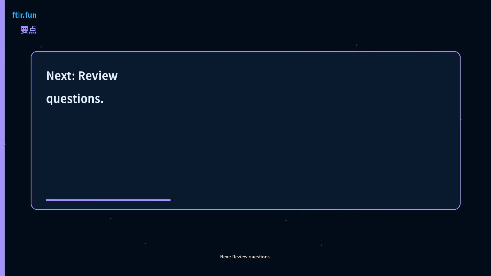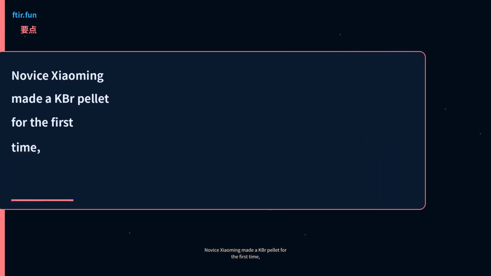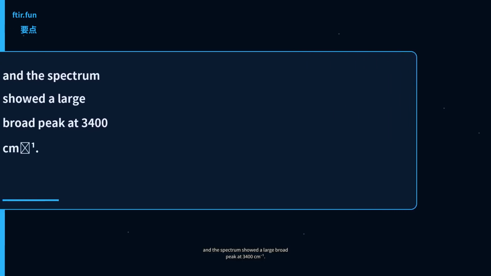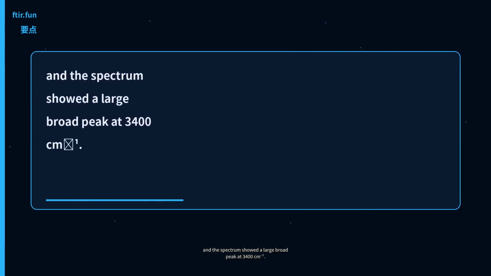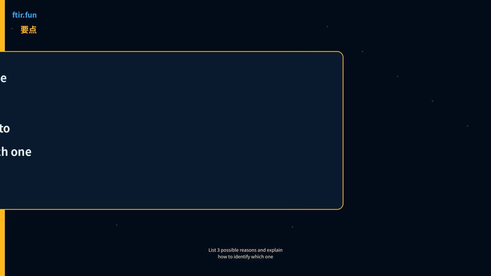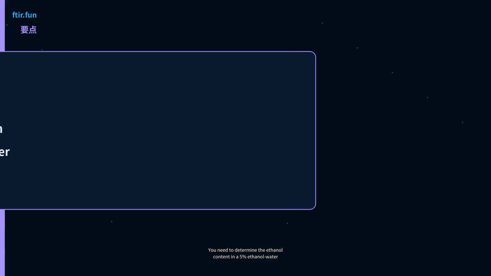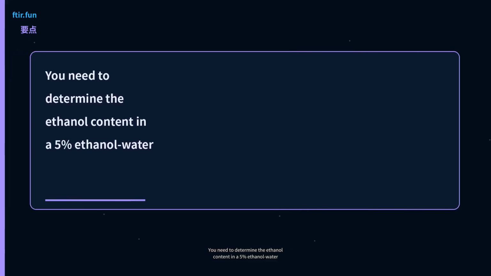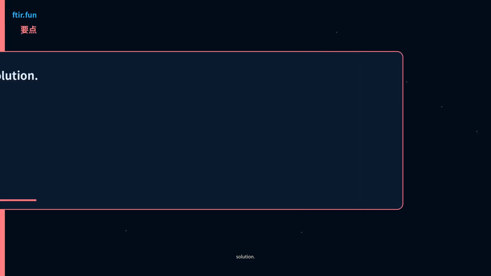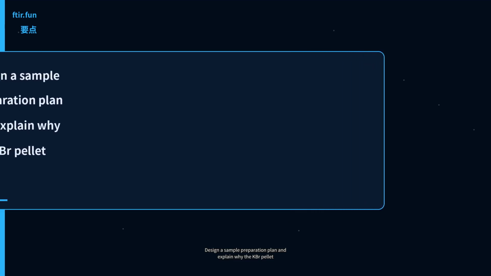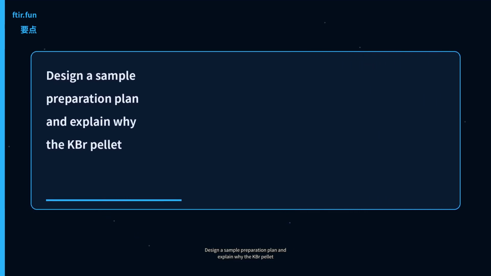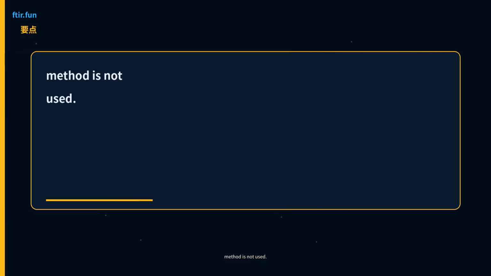Next, review questions. A novice made a KBr pellet for the first time, and the spectrum showed a large broad peak at 3,400 cm⁻¹. List 3 possible reasons and explain how to identify which one. You need to determine the ethanol content in a 5% ethanol-water solution. Design a sample preparation plan and explain why the KBr pellet method is not used.